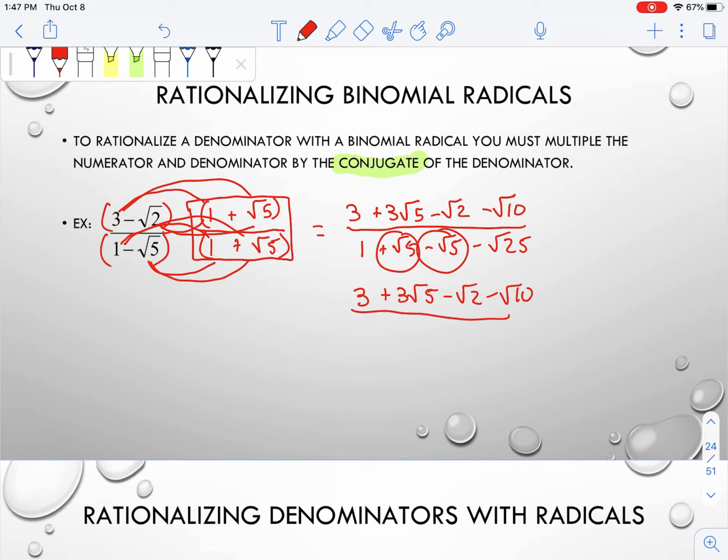Notice, just like imaginary numbers, our i disappeared. We were trying to get i to go away. Now we're trying to get the radical to go away. And the only terms left with radicals disappear because that turns into 1 minus 5, which becomes negative 4.